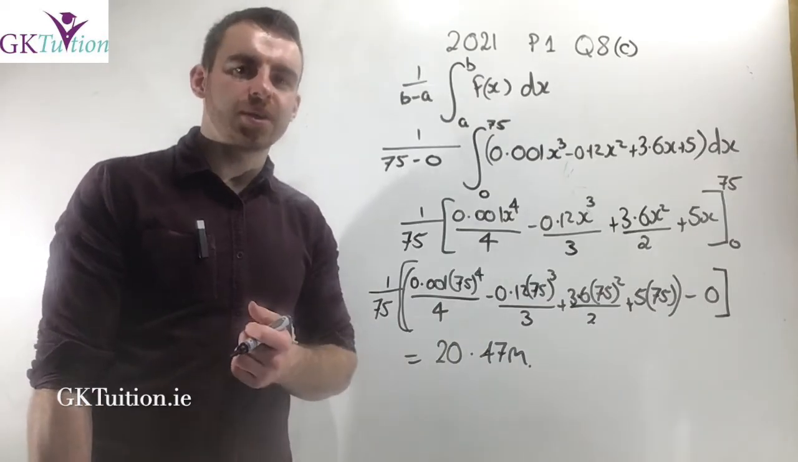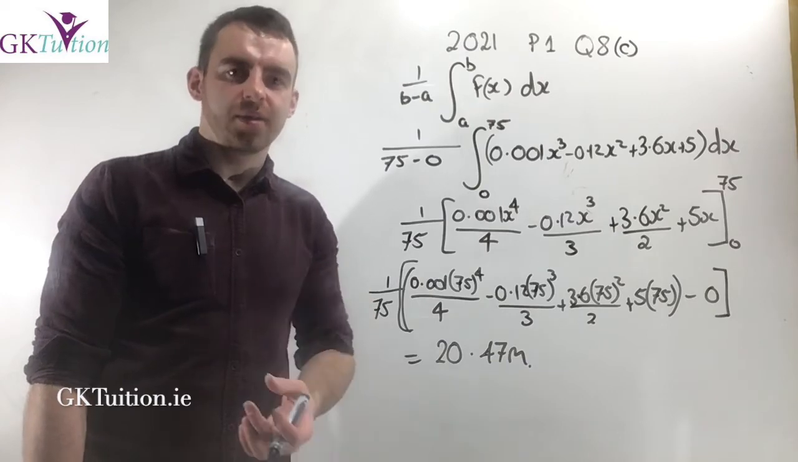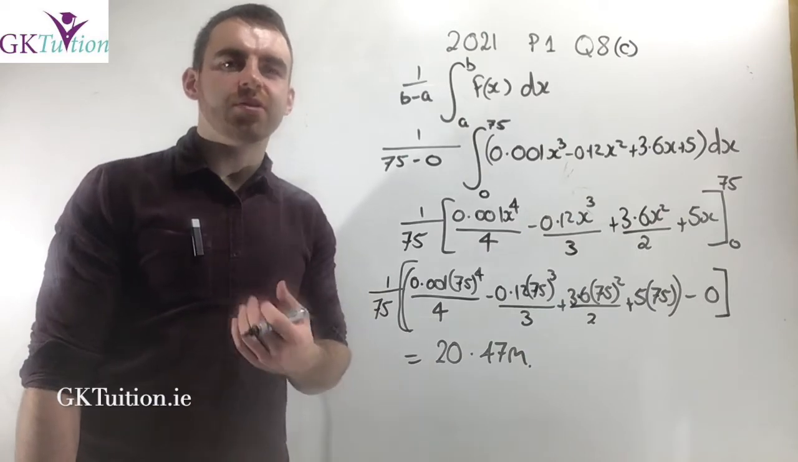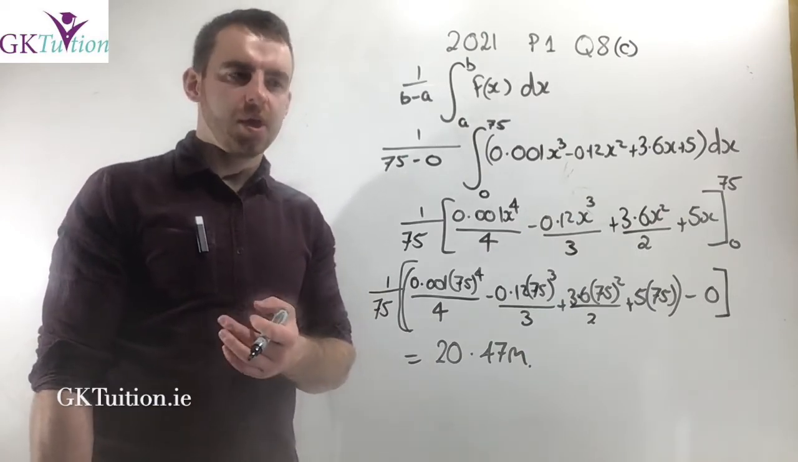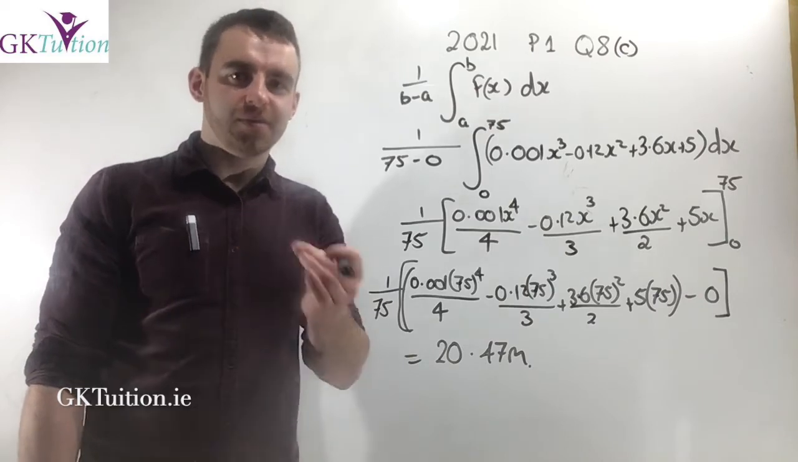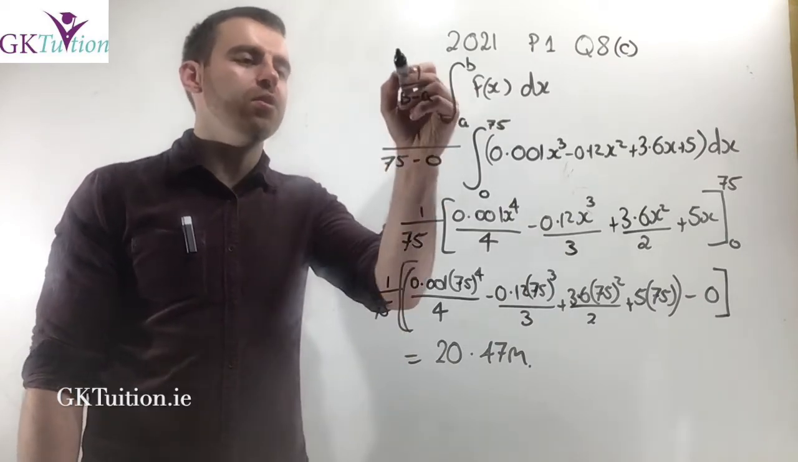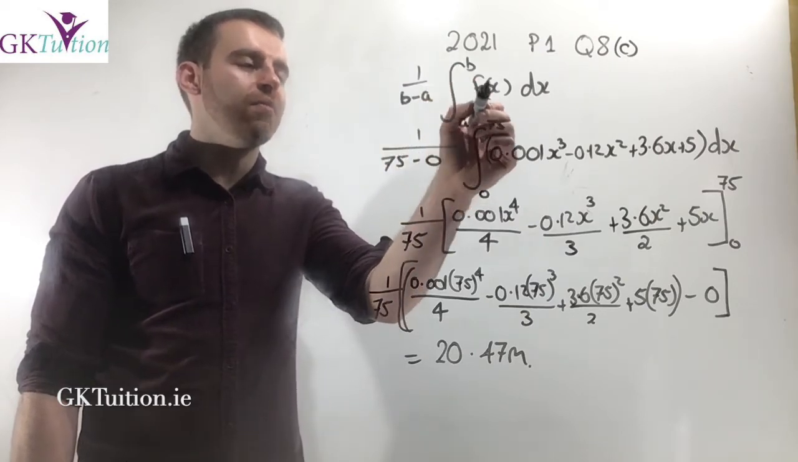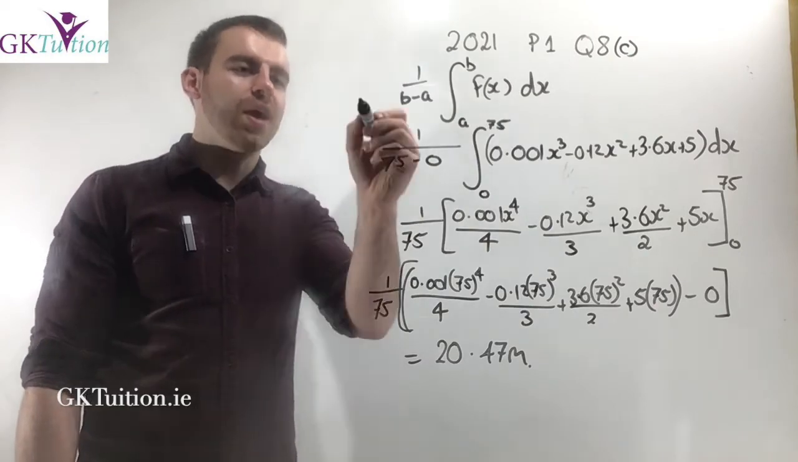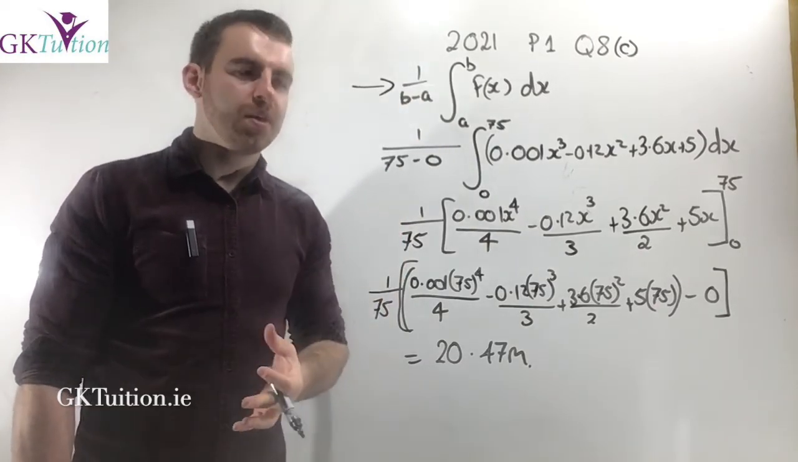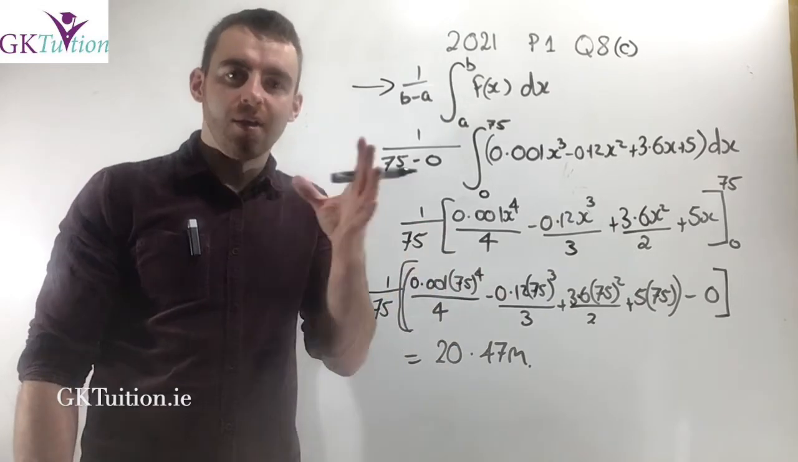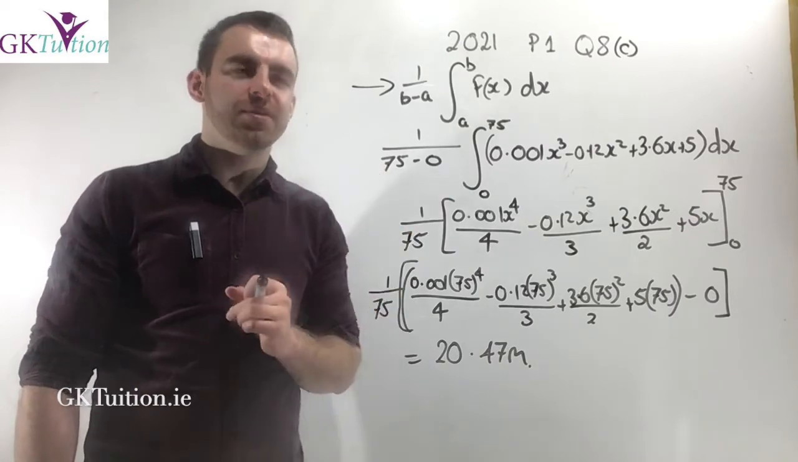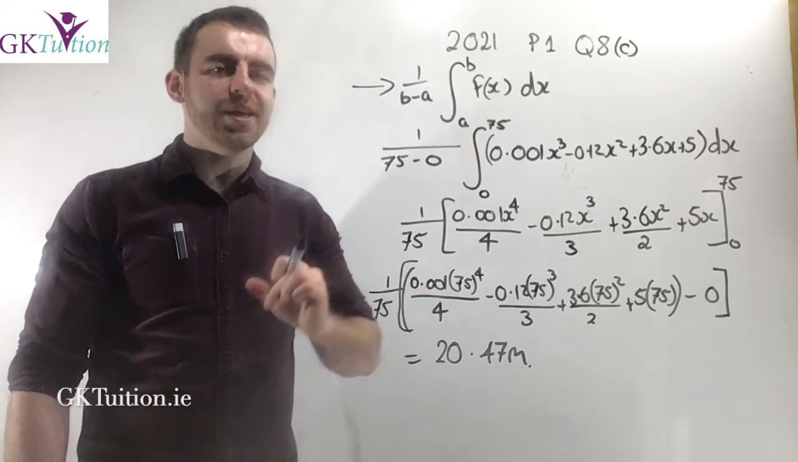In the final part of question 8, we're asked to find the average height above the ground between 0 and 75. What should jump into your head here is your average value formula from integration. To work out the average height h of x from 0 to 75, you use this formula. It's 1 over b minus a, the integral from a to b of f of x dx. You should have that average value formula in your head. That's to work out the average value of a function over a given domain. The domain in this case is from 0 to 75. So my b is 75, my a is 0.